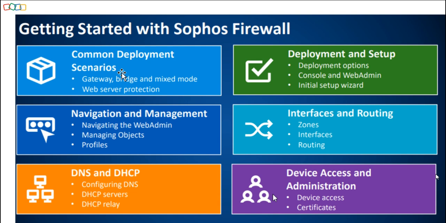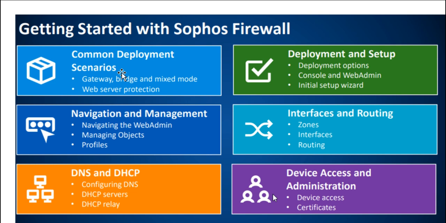The first would be getting started with Sophos Firewall. So we'll see what the common deployment scenarios are, where you can deploy Sophos Firewall as a gateway. You can also configure the firewall in bridge mode, or you can configure it in a mixed mode. So we will deploy the Sophos Firewall in gateway mode, also in bridge mode, and also in mixed mode, that is the combination of gateway and bridge, in our lab environment, and we'll see how it works. So we'll see all types of deployment.